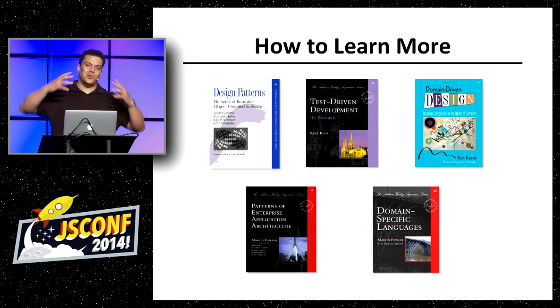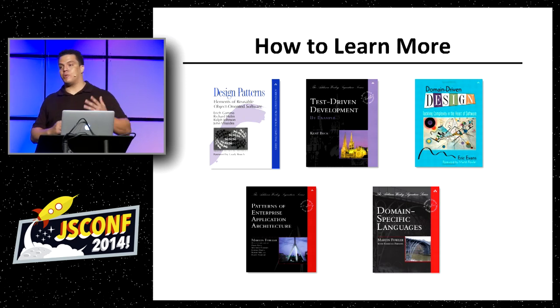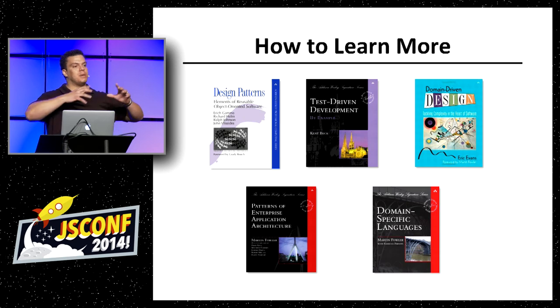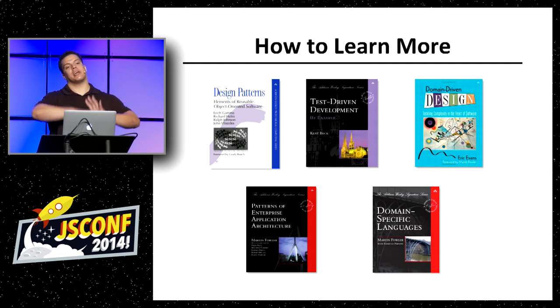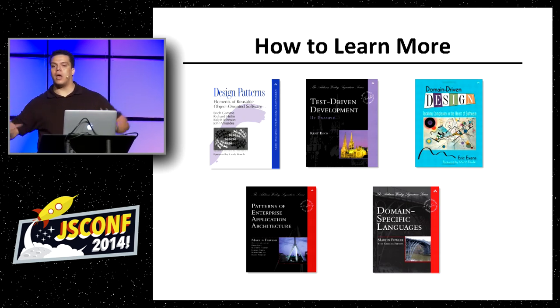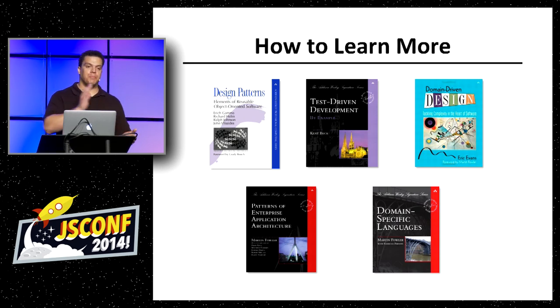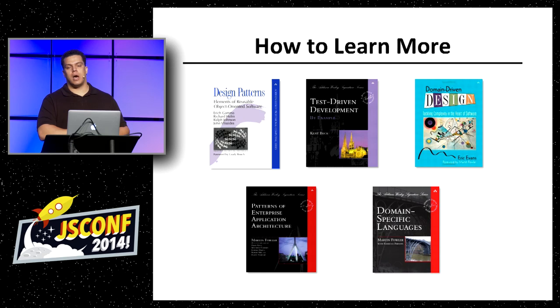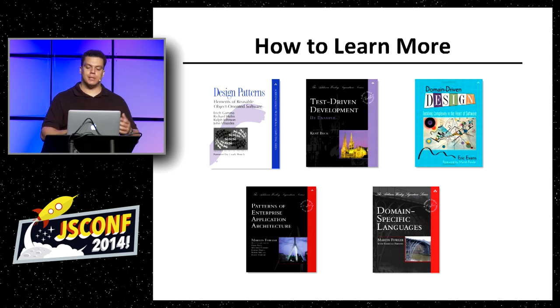Domain-driven design, it's a huge, very important book. Probably if you only read one book, I'd read that one. Patterns of Enterprise Architecture speaks about model, view, controller, and then keeps going on and on about different ways to structure an application. And then, of course, Domain-Specific Languages, which came out relatively recently, which gives you patterns for talking about DSLs.